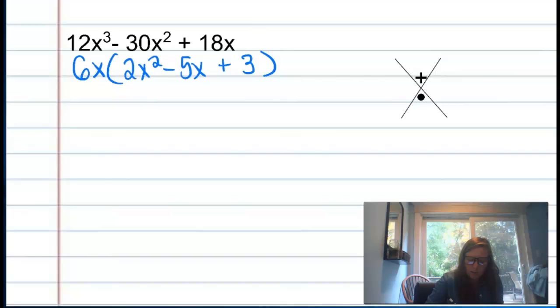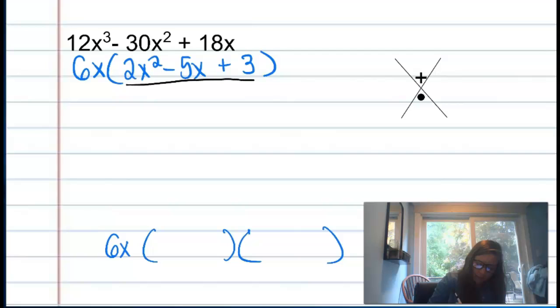And this is what we're going to use to move on. So our end answer is going to be 6x times something times something. Or maybe not, because if it's prime, you can't move any further. So I'm going to take the inside of this, and I'm looking for two terms that add to negative 5x but multiply to 6x squared. We want two negatives, because a negative times a negative gives a positive, but when I add them, I get a negative answer.